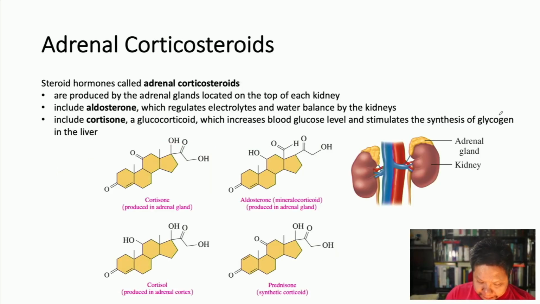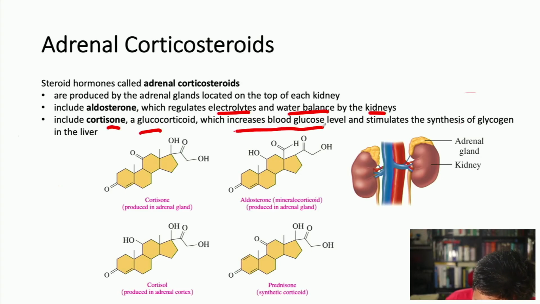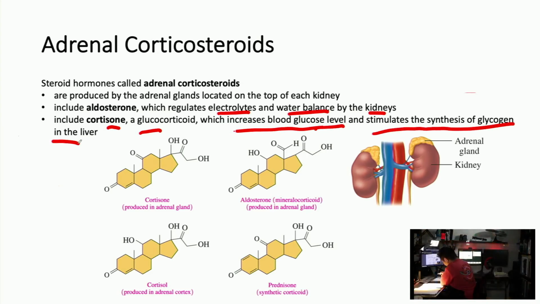Next, we have the adrenocorticosteroids. These help regulate different systems in your body. For example, we have aldosterone, which regulates the electrolytes and keeps water balance by the kidneys, right? And then we have cortisone, also known as glucocorticoid, right? And that actually increases blood glucose level, and stimulates the synthesis of glycogen in the liver. And if you don't remember, glycogen is the glucose storage molecule in your body, right? It turns glucose into glycogen when there's insulin.